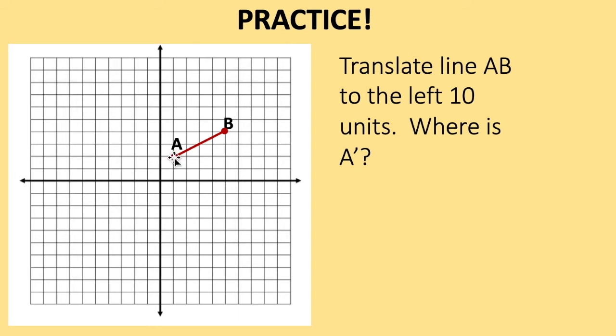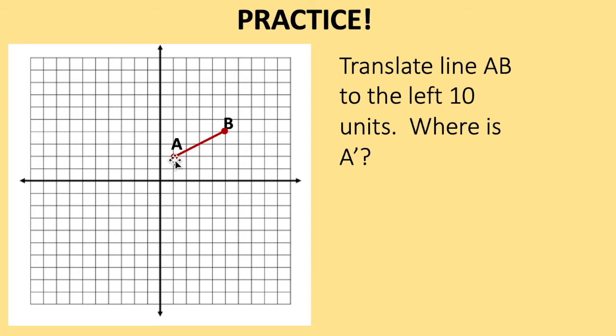To translate this point 10 units to the left, we can also think about it as subtraction. So this point is at coordinates 1, 2. Since its x-coordinate is at 1 and then we're moving the A point to the left 10, that's like subtracting 10. So we're going to take 1 minus 10, which will give us negative 9.